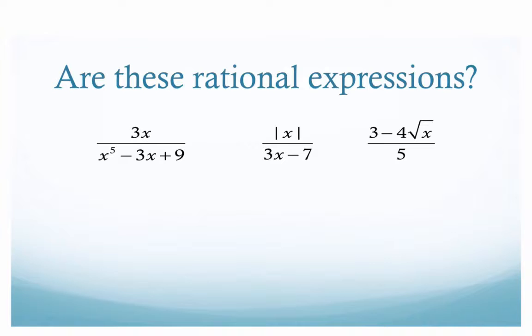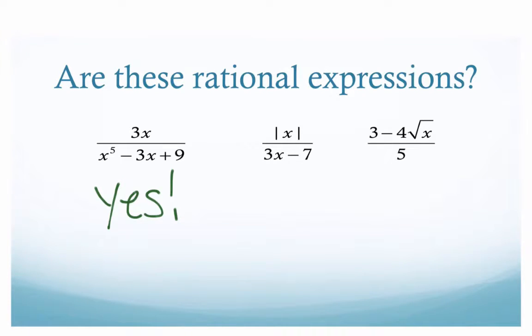For now, let's just look at what is a rational expression. What does it look like? Well, it's just one polynomial being divided by another polynomial. Remember, polynomials are expressions that have variables with positive integer exponents. So when I look at my denominator of this first fraction here, I have 3x. That's a polynomial. In my denominator, I have x to the fifth minus 3x plus 9. Again, another polynomial. My variables have positive integer exponents. So this first one is a polynomial.